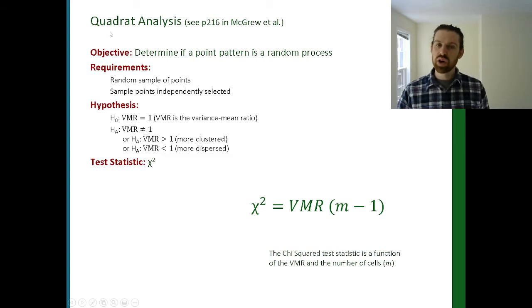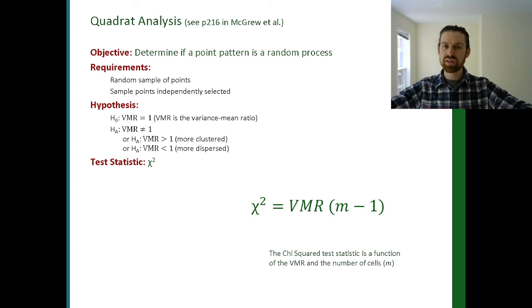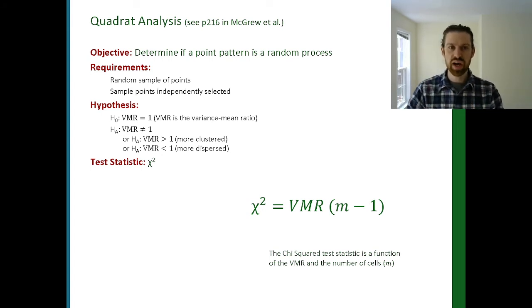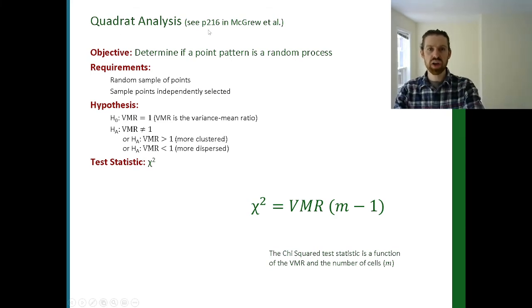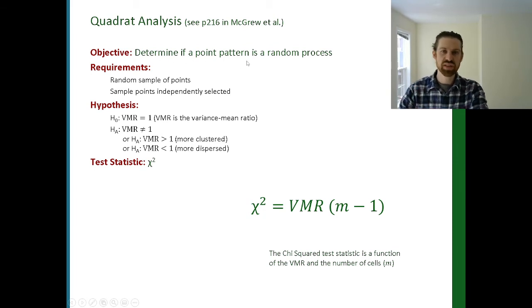So we can also look at quadrat approaches. That's basically where we're putting these tile grids across the study area and then looking at how many points occur in each of those tile grids. You can look at this on page 216 in McGrew et al. But basically here we can determine if the point pattern is actually just a random process, or if we've got a significantly different kind of process taking place across here.